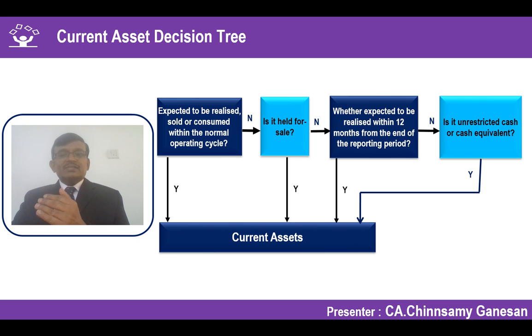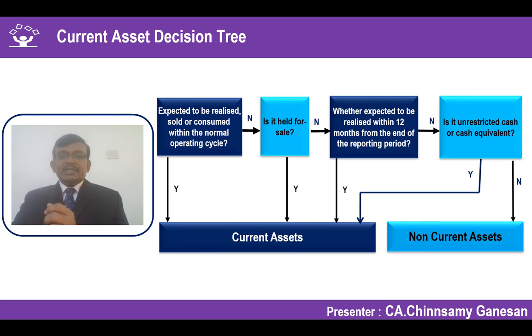So we should see whether it's unrestricted cash and cash equivalent, or if it is not, I have to apply the second test, whether it is expected to be realized within the next 12 months. So that comes as a current asset. In case none of these conditions is satisfied by a particular asset, then the asset is considered as a non-current asset. Now, if you have this flowchart handy, for any item which you want to understand whether it has to be classified into current or non-current, you can simply go through the flowchart, and you will have the perfect answer where it should be presented as current or non-current.